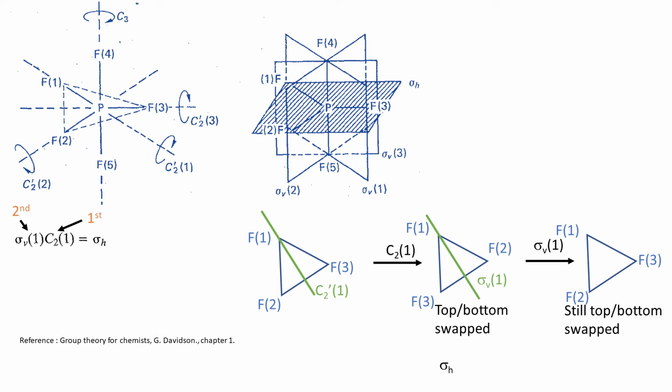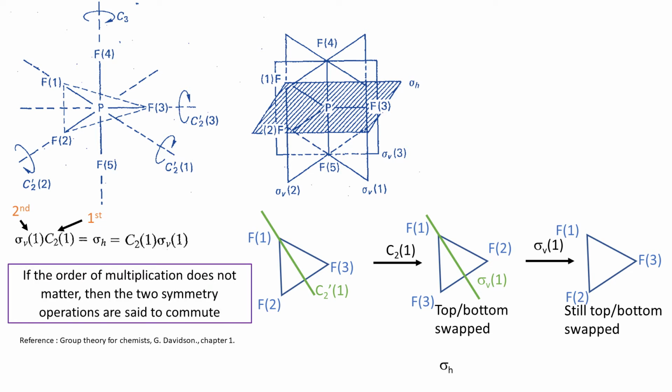By convention, the first operation is written at the right, and that is a common thing in math. For instance, in calculus, this symbol implies that differentiation with respect to y is to be carried out first. For this particular example, if you do the operations in a reverse order, then you get the same result. And by the way, it would be good if you could do that by yourself. So in this case, the multiplication is said to be commutative, that is, the 2 operations C2'1 and sigma v1 commute. But that is not the rule.